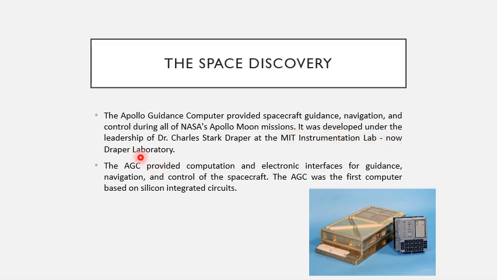It was developed under the leadership of Dr. Charles Stark Draper at the MIT Instrumentation Lab, which is now known as Draper Lab. The Apollo Guidance Computer provided computation and electronic interfaces for guidance, navigation, and control of the spacecraft. The AGC was the first computer based on silicon integrated circuits. It was basically a supercomputer, built especially to guide the spacecraft to the moon and back. It was the first computer used to guide flights to the moon.